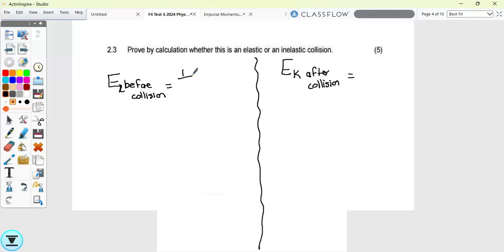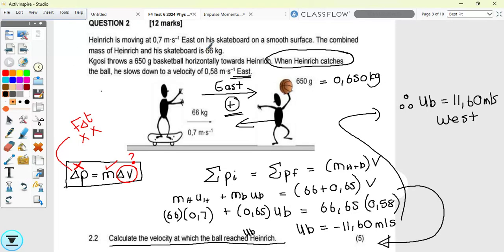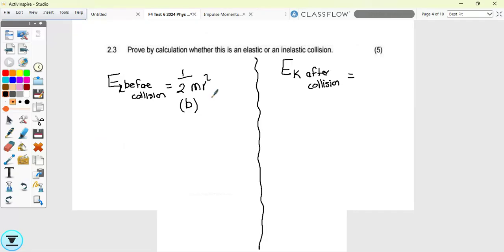So here, what do we have moving? It's half mv squared. What do we have moving before the collision? And what about Heinrich? Is he not moving? Let's just go back there. It says Heinrich is moving at 0.7 meters per second east. So he is moving, and the ball is moving towards him as well. So can I just do it for the ball? No, I have to add half mv squared for Heinrich.